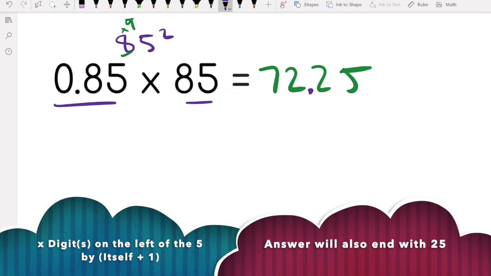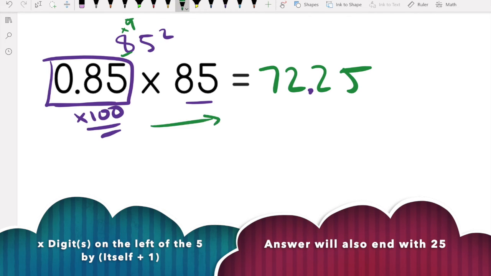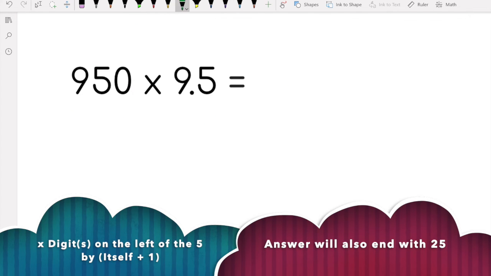The other way you can think about it is to make this number, 85, you have to multiply by 100. And to undo this multiplication by 100, you need to divide your final answer by 100, and that essentially moves this decimal right there. So either way, you can find out that's where the decimal goes.